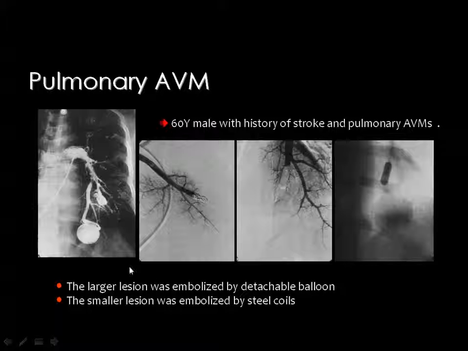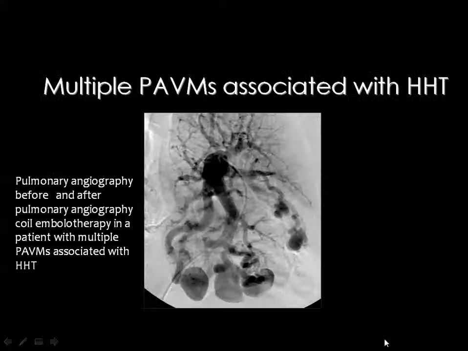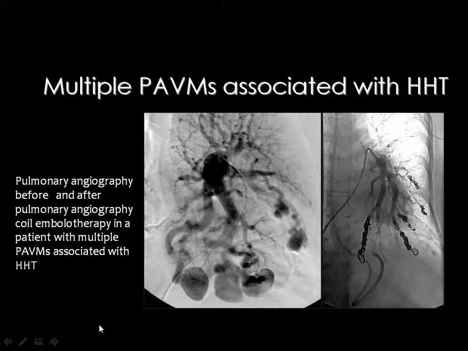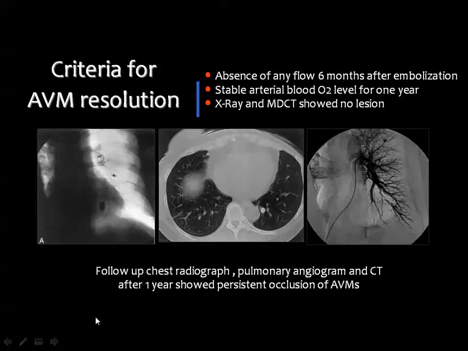Then you have two vascular malformations here. One is small, which has been occluded by steel coil. One is large, which has been occluded by detachable balloon. And this is the patient with hereditary hemorrhagic telangiectasia with multiple pulmonary arteriovenous malformations, as you can see here. And this is the post-embolization angiogram showing occlusion of all vascular malformations using steel coils.